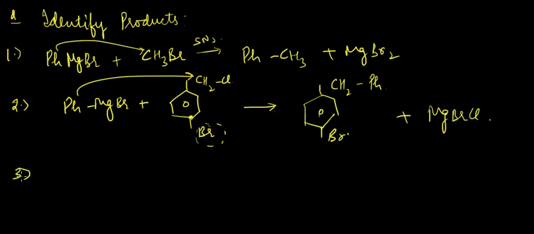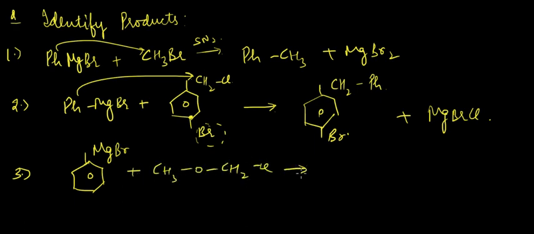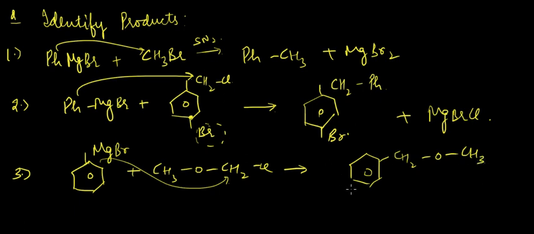Okay, we have the third reaction as something like this, in which we have PhMgBr again and we have this. So what would be the product formed in this case? Obviously this would be attacking on this carbon atom, so we would have something like CH2OCH3.